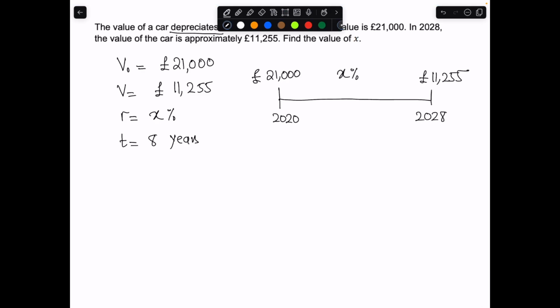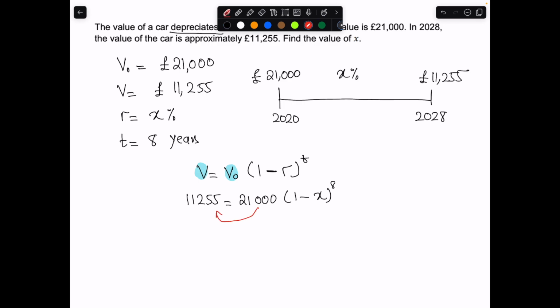We can use the formula V equals V0 times (1 minus R) to the power T. It's important to note that minus suggests that the value is decreasing. So whenever the value is decreasing, you will use the decay or depreciation formula. Now notice I've just used V equals V0. I can change to P equals P naught or A equals A naught depending upon whatever variable I wish to use, but the structure of the formula must remain the same. Now let's plug in the values. V is 11255, V0 is 21,000, R is X, which I need to find, and T is 8. Now all I need to do is solve for X.